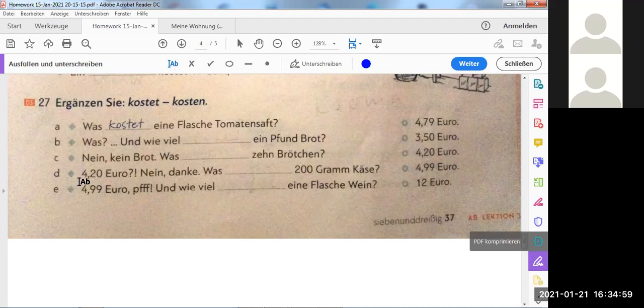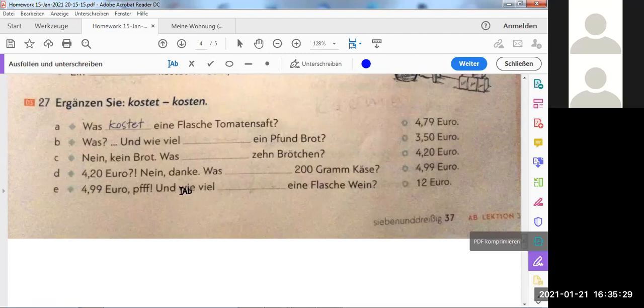4,99 Euro oder 4 Euro 99? Oof. That's too expensive. Und wie viel eine Flasche Wein? Okay, she doesn't want to buy expensive, but she wants to buy wine. Und wie viel kostet eine Flasche Wein? How much does one bottle of wine cost? Very good.